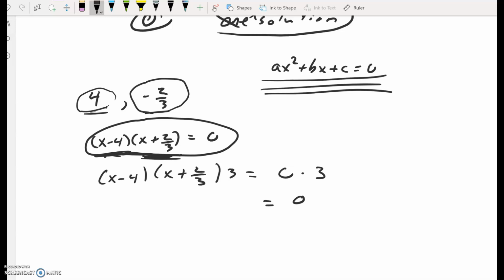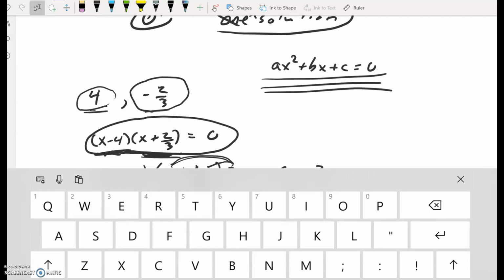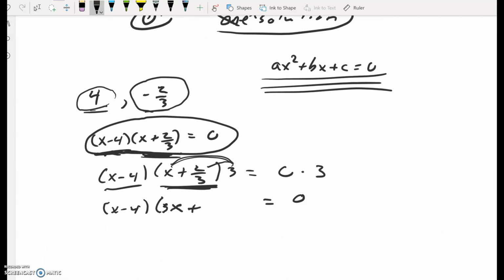Here I just have 0 times 3 being 0. Here I'm multiplying 3 times either this or this, but not both. So I'm multiplying it here and distributing it through here. So I will have x minus 4 times 3x plus, and 3 times 2/3 is just 2. And so I now have another equation that has solutions of 4 and negative 2/3, but I'm looking for something like this. So now I'm going to do FOIL or multiplication.